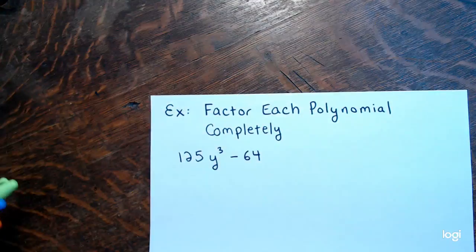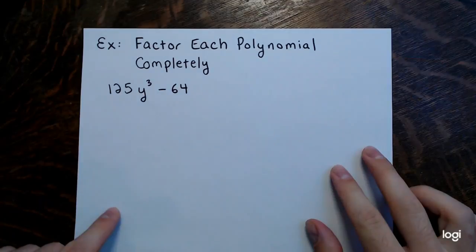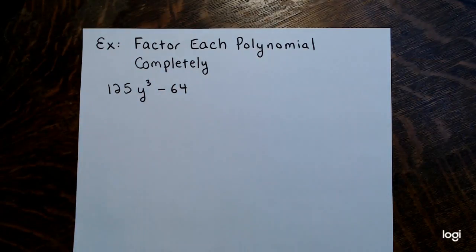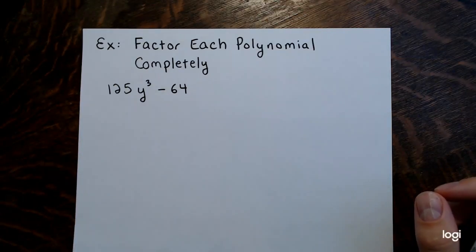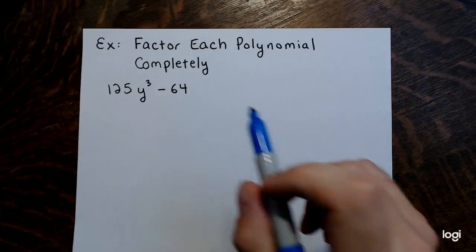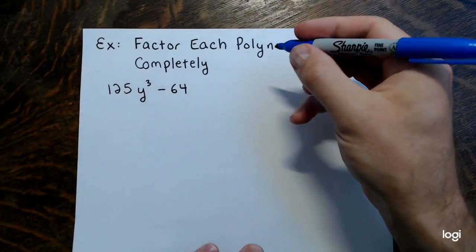Alright, the first of these, I'm going to start with examples that all have two terms, and then I'll slowly increase the number of terms to point out what you should be looking for. And it really does depend on the number of terms the polynomial has. Alright, so for all these I'm asked to factor the polynomial completely.